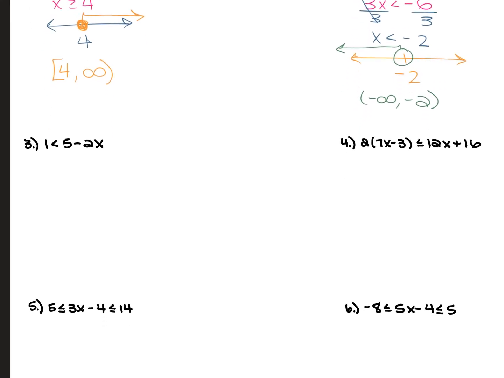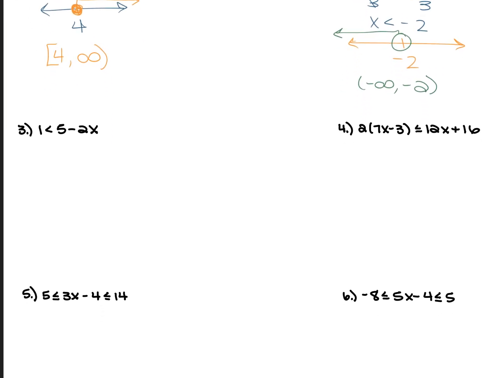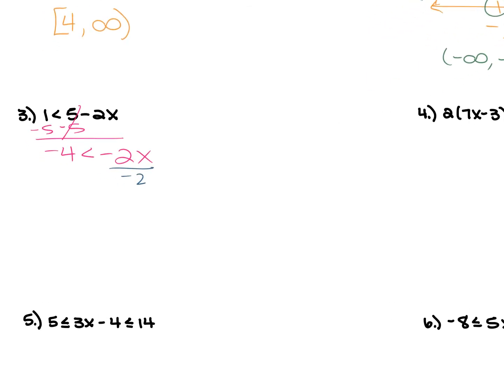For number 3, you have 1 is less than 5 minus 2x. For this one, you want to get the x by itself, so we're going to move the 5 over first, and we're going to subtract it from both sides since it's positive. So that's going to give us -4 is less than -2x. Again, you're still getting x by itself, so we're going to divide each side by that -2. We're dividing each side by a negative, so that inequality sign flips.